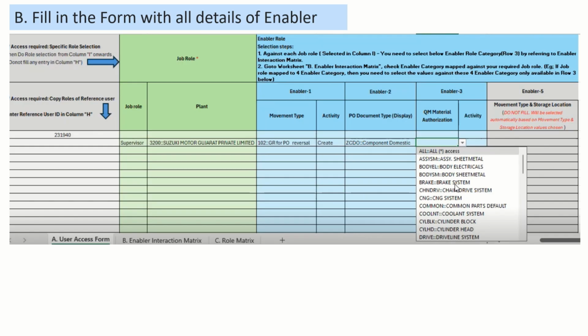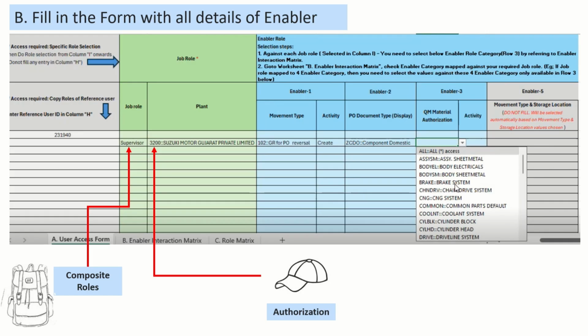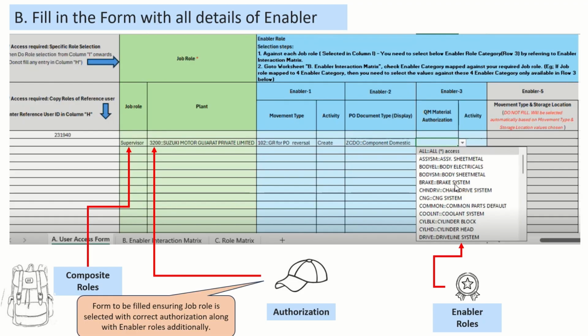Now that the user understands the role matrix from tab C, final access would be provided based on the details filled in tab A, that is user access form. In job role, he needs to specify the role as per tab C of role matrix. In plant, user needs to select where the access is required. Rest columns are for enabler roles wherever applicable. Form to be filled ensuring job role is selected with correct authorization plant along with the enabler roles additionally.